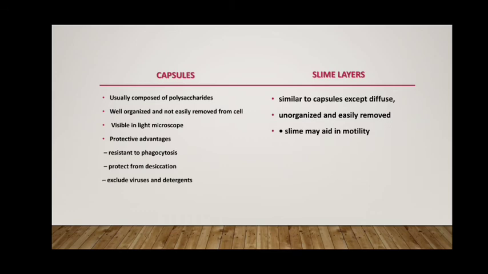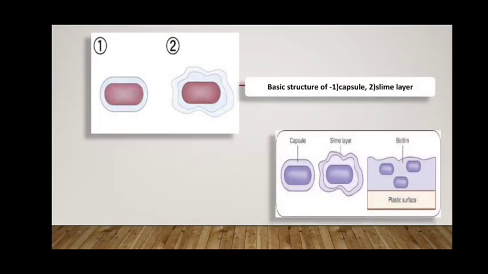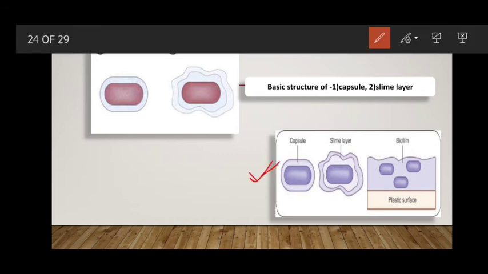Slime layers are similar to capsules but diffused, unorganized, and can be easily removed. Now, this is a diagram of a capsule and slime layer. You can see the thicker layer is known as the capsule, whereas the layer which is diffused, we call it the slime layer.